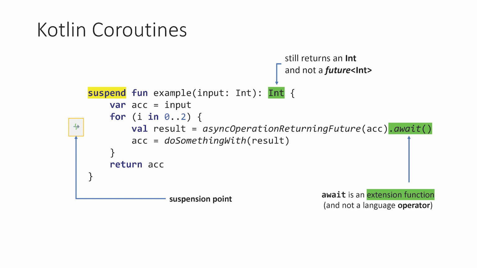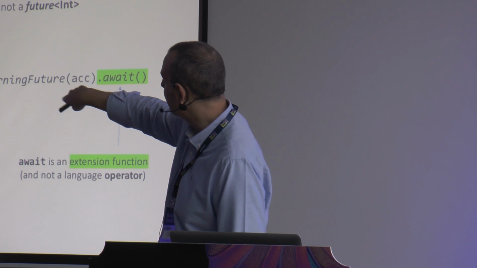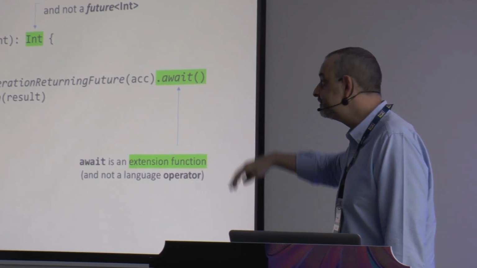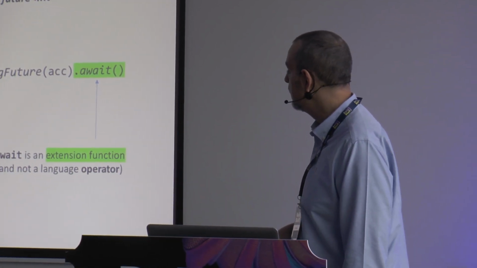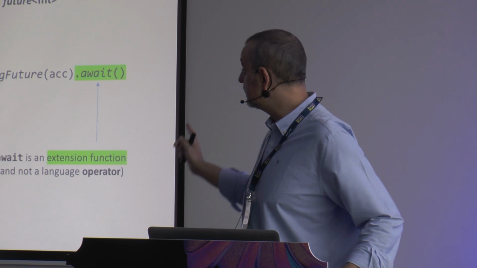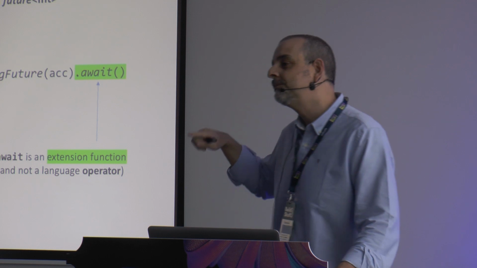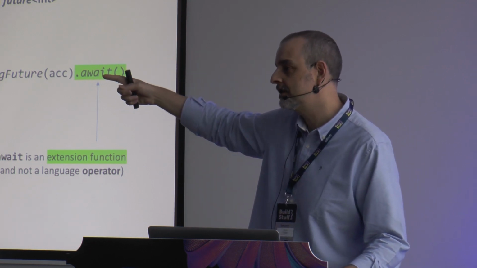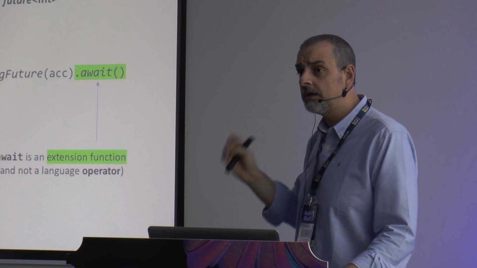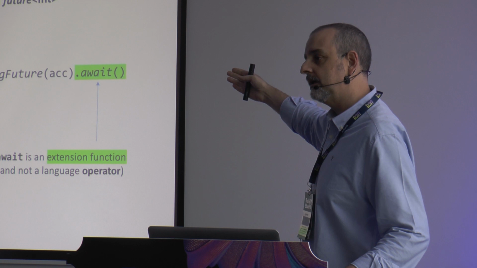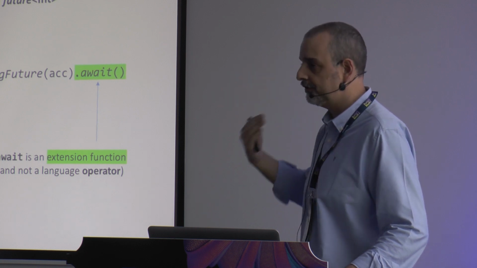So await is an extension function and not a language operator. If we are using IntelliJ, IntelliJ will have that icon over there saying beware, on this line there will be a suspension. It's a suspension point. And most importantly, the return type is an int and not a future of int. So I don't have to propagate futures on futures on futures. I have a function that returns the future because it's a legacy library that I'm using. I put an await, and afterwards I don't have to deal with futures anymore.